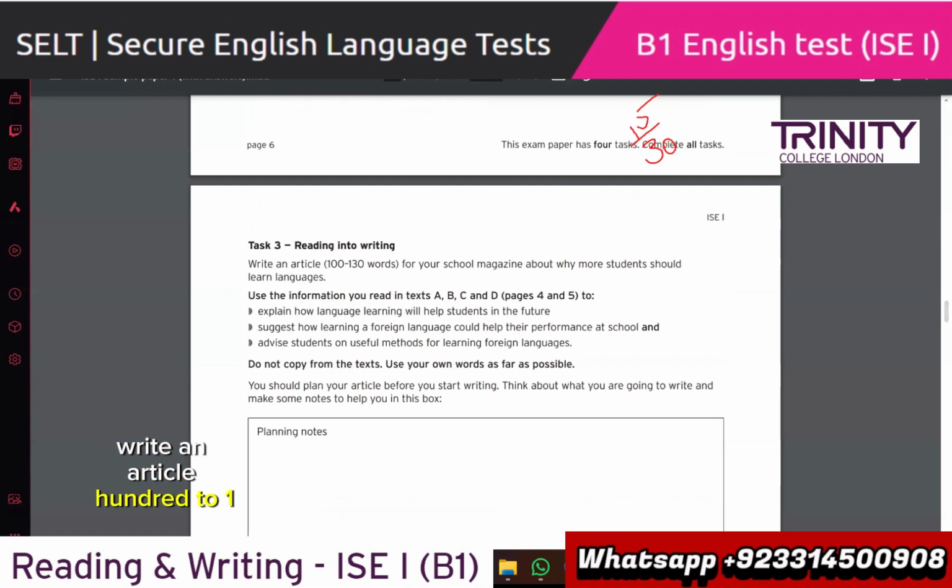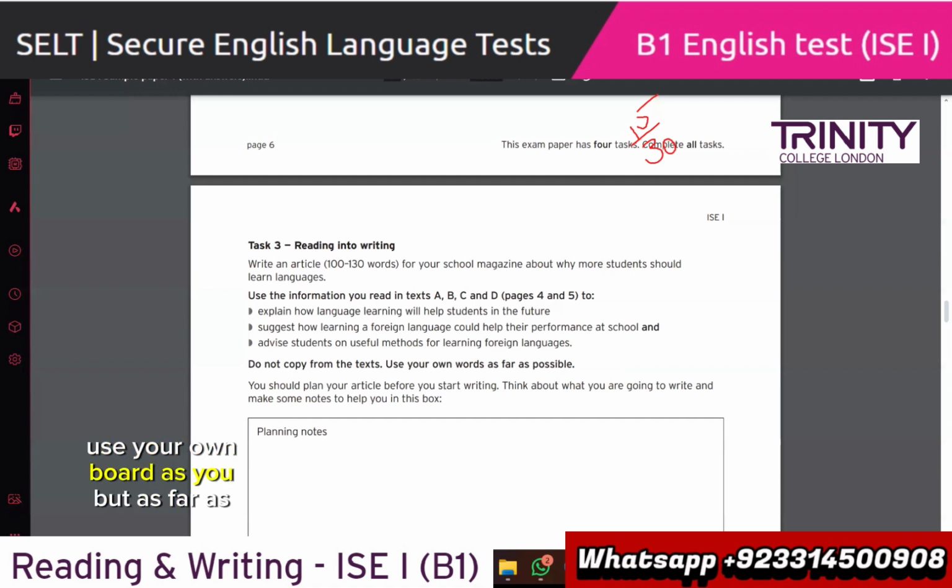Write an article, 100 to 130 words, for your school magazine about why more students should learn languages. Use the information you read in text A, B, C, and D, page 4 and 5, to explain how language learning will help students in the future. Suggest how learning a foreign language could help their performance at school, and advise students on useful methods for learning a foreign language. Do not copy from the text.